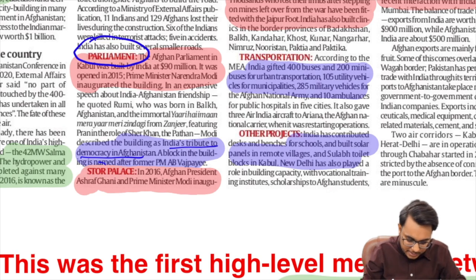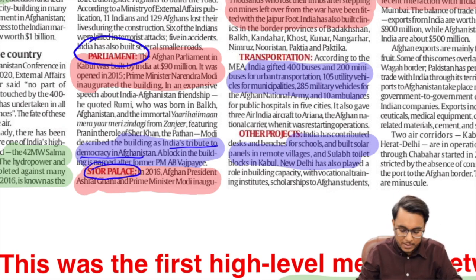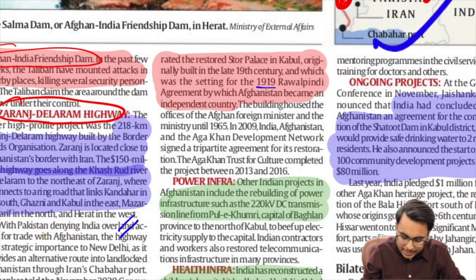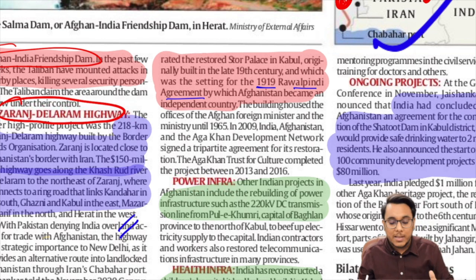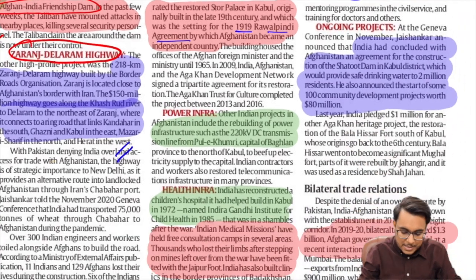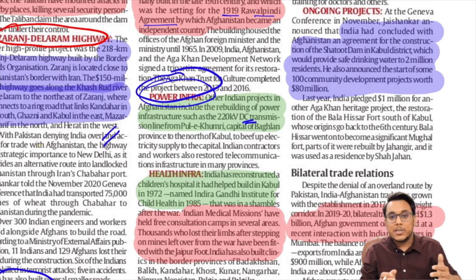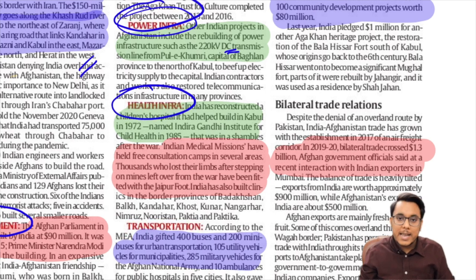Then guys, the next is the Stor Palace, which has been developed in Afghanistan. Now the Stor Palace is the place where the 1919 Rawalpindi agreement was signed, which gave Afghanistan independence. Then guys, power infrastructure has been developed in Afghanistan by India. When we talk about power infrastructure, many transmission lines and many such projects have been developed. Then guys, in the health sector also, India has developed health infrastructure, built hospitals, and provided many vaccines and medicines to Afghanistan.